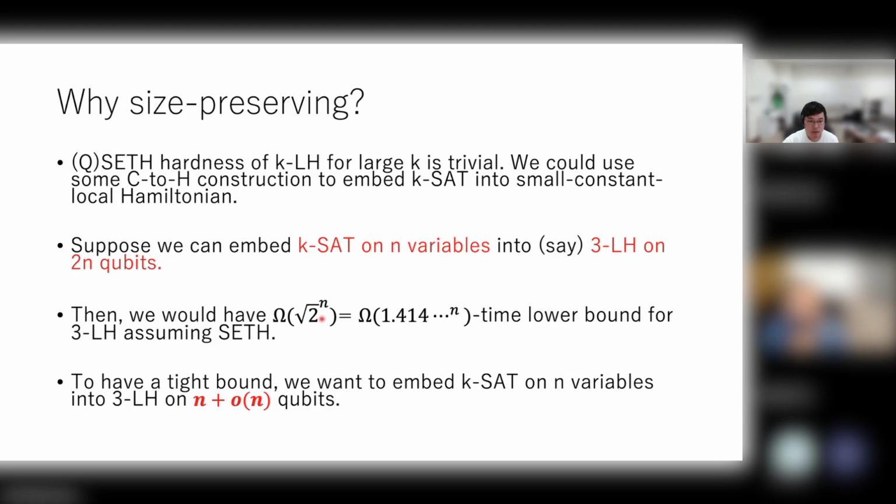So suppose that we have a square root of 2 to the n time algorithm for, say, the 3-local Hamiltonian problem. Okay. So n is the number of qubits. Oh, n is the number of qubits. Okay. I thought it was related to the problem instance somehow. Yeah, it's QSETH. Oh, you're encoding QSETH into 2n qubits.